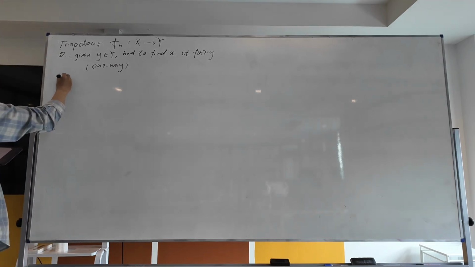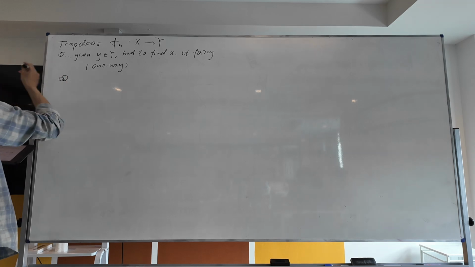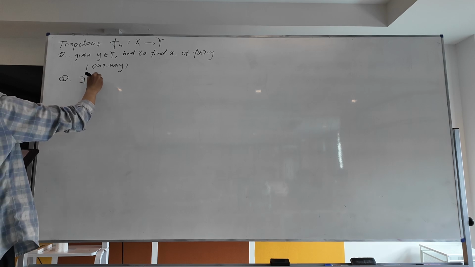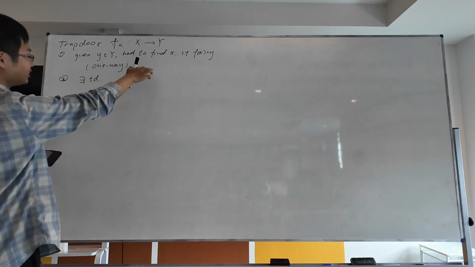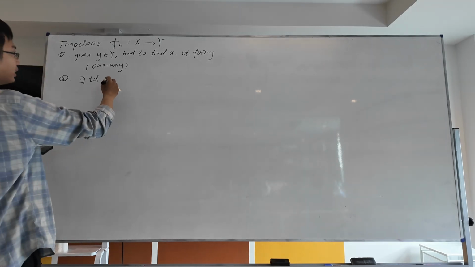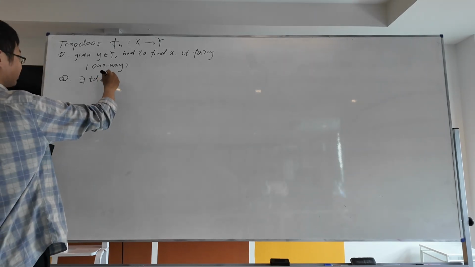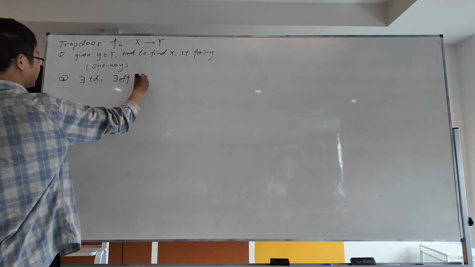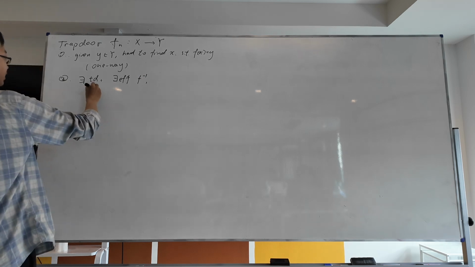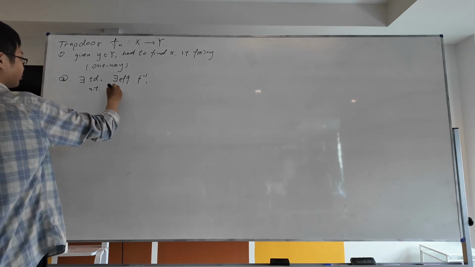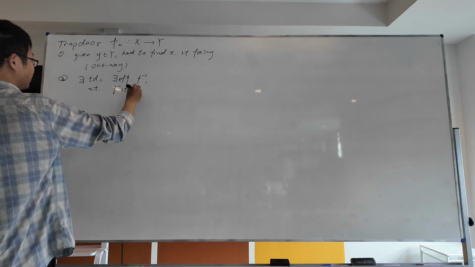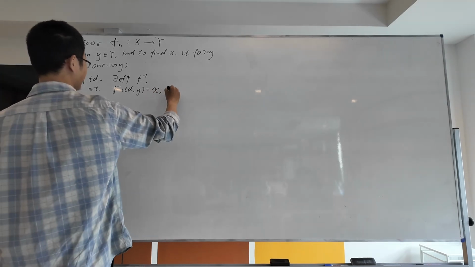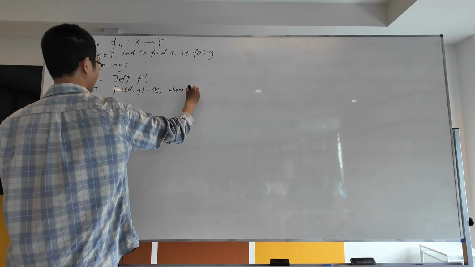The second requirement is that there exists a trapdoor such that if you have this trapdoor, it's actually easy to find its pre-image. There is this trapdoor and an efficient algorithm called F inverse, such that given this trapdoor information and Y, it's easy to find its pre-image X, where f(X) equals Y.